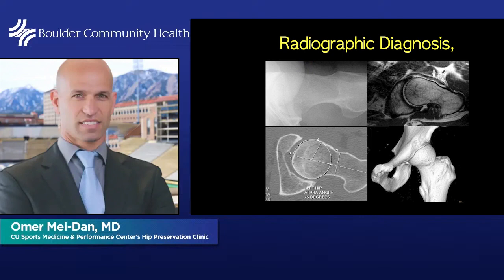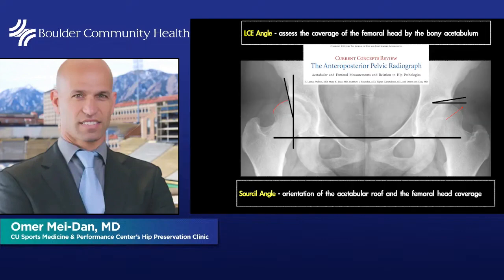When we are done with the physical exam, we move to the radiographic diagnosis, which sheds a bit more light on what's happening within the patient with regards to the anatomy. We're using the lateral center edge angle. It's very, very important, especially in dysplasia. And the Sharp angle shows us if the head is about to sublux or slide out of the joint because the roof is not completely horizontal, but more oblique.